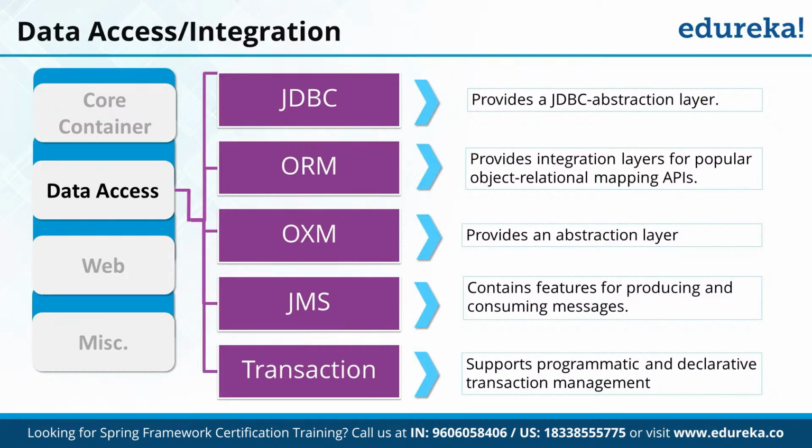Then we got ORM. So ORM here, Spring framework will give us an integration layer so that you can have object relational mapping APIs. Then OXM is also there for any abstraction layer. We got messaging service so that we can consume and produce the messages. Then the transaction management, either it's programmatic or it's declarative, right? So it's also facilitated through Spring framework's data access layer.